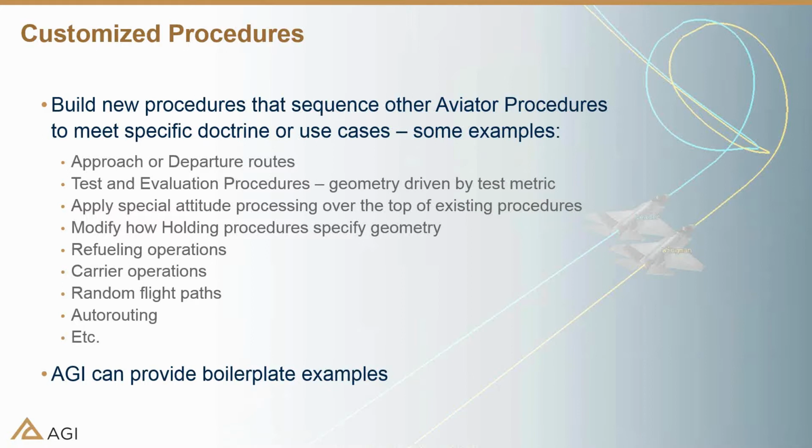A bunch of things that you can think of, things like test and evaluation procedures. We're doing a fair amount of that right now, where the procedures get built based on the means to generate the testing that you're using for your test and evaluation process. And we can provide boilerplate examples of that, so your developers can use those boilerplate examples and get up and running.